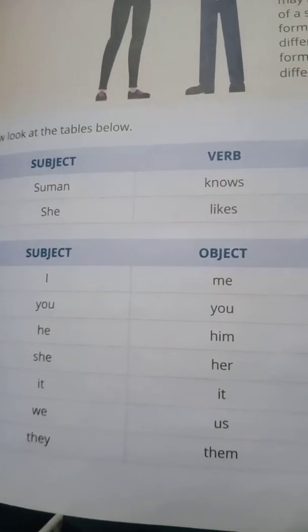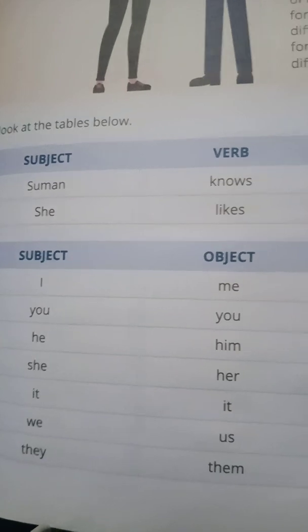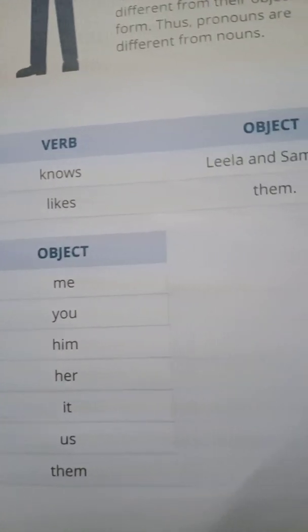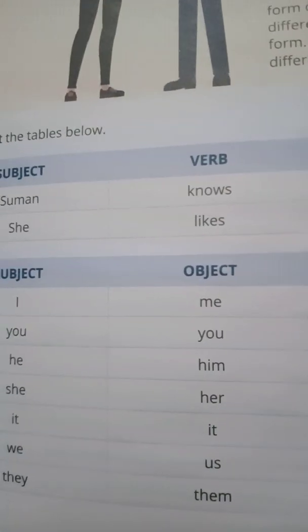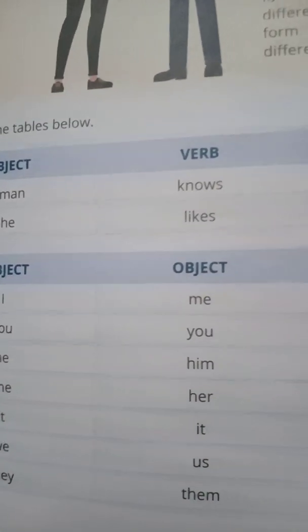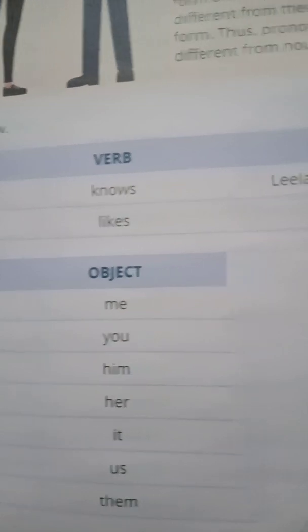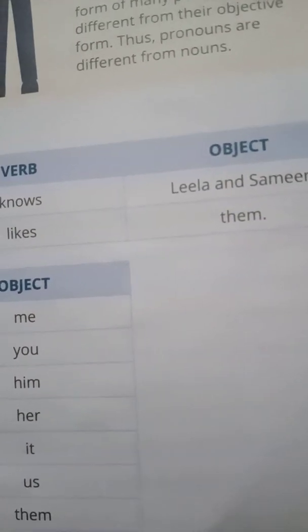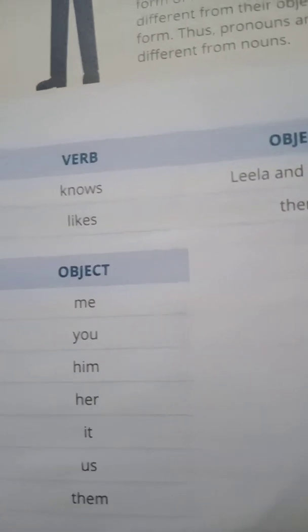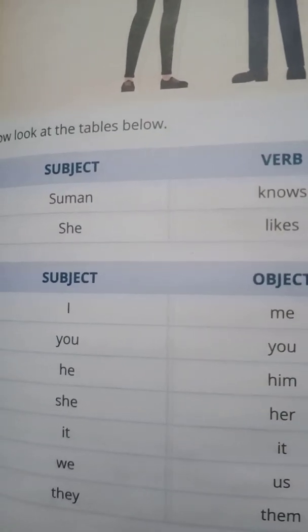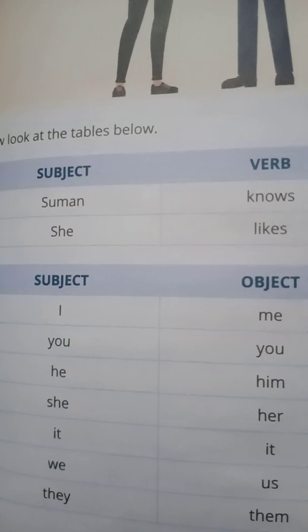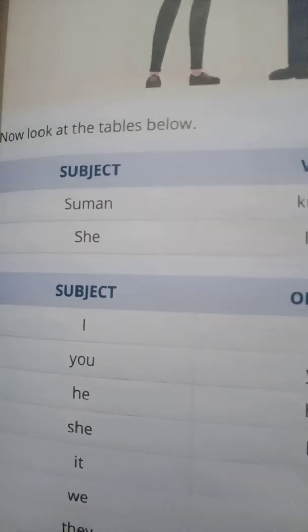So here I am going to read one sentence for you. Suman knows Leela and Samir. In this sentence, Suman is the subject, knows is the verb, Leela and Samir is the object. Now let's see, in place of Suman I'll write she. Suman is a noun, and in place of Suman I will write the pronoun she.